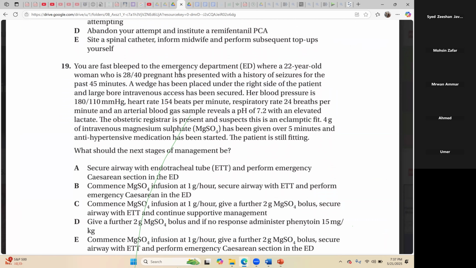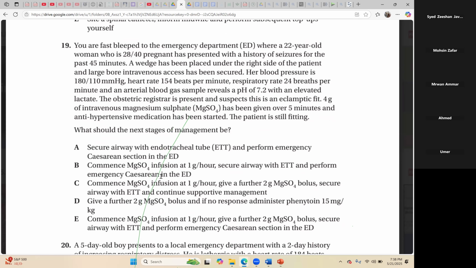Anyway, in the emergency department there is a 22-year-old woman, 28 weeks pregnant, with a history of seizure for the past 45 minutes. This brings in the concept of eclampsia. A wedge is placed under the right side of the patient, and large bore intravenous access has been secured. Her blood pressure is 180 by 110, heart rate is 154, respiratory rate is 24, and ABG shows a pH of 7.2. The obstetric registrar is present and suspects an eclamptic fit. 4 grams of magnesium sulfate has been given over 5 minutes and antihypertensive medication has been started. The patient is still fitting. What should the next stage of management be?